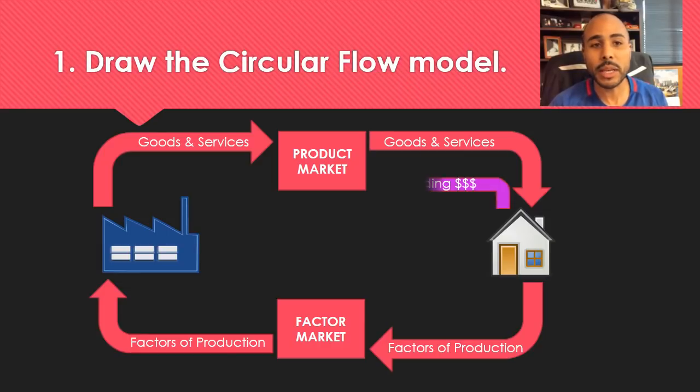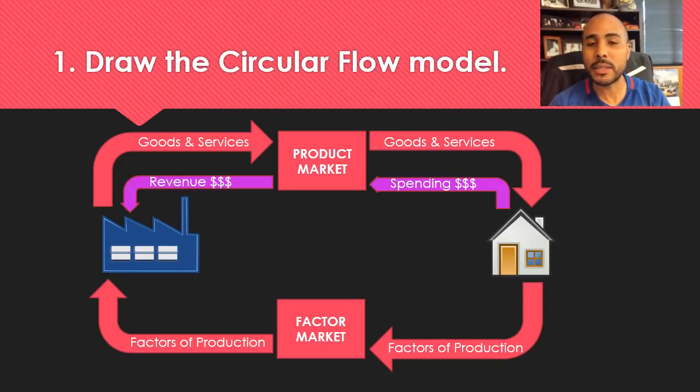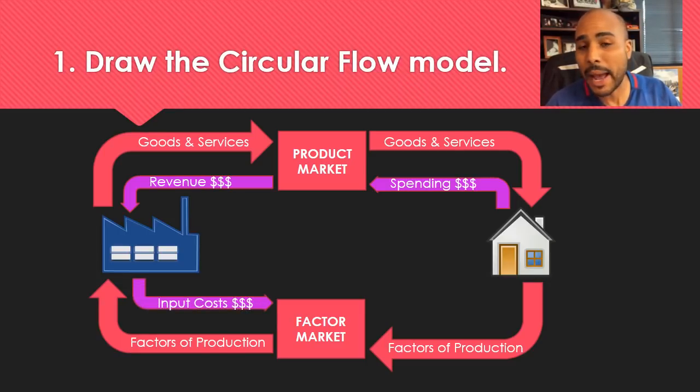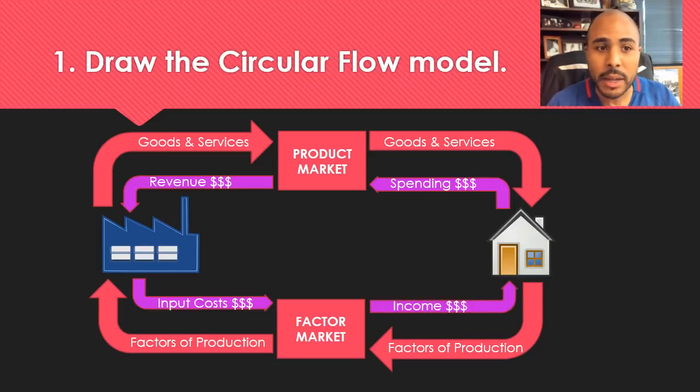So, when households get goods and services, they spend money. So the arrow right there with money is called spending. The next thing, that spending, when it comes into the business, it's known as revenue. Revenue is the total amount of money brought in by a business for selling goods and services. Then, the businesses use that revenue to pay households for their input costs. So when businesses pay for factors of production, that's called input costs. And that comes into households as income. So this is just a really simple model for how a free market economy ought to function.